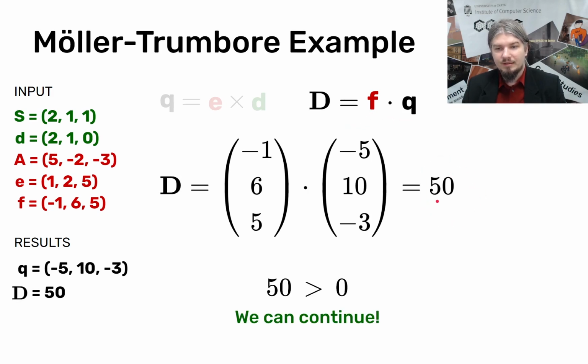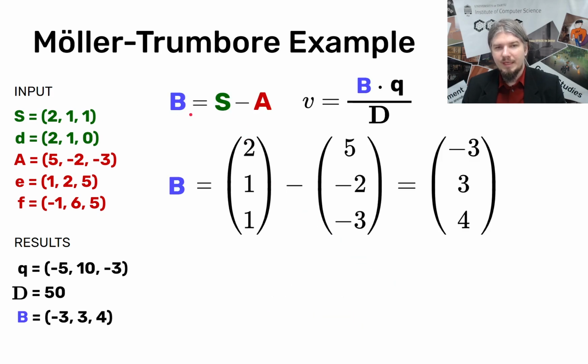Well, 50 is larger than 0. So this means that we are not either parallel to the triangle or we're not approaching from behind, but rather the ray is shooting to the front side of the triangle. So we can continue. Next, let's calculate this P by just subtracting the triangle vertex A from the starting position of the ray S.